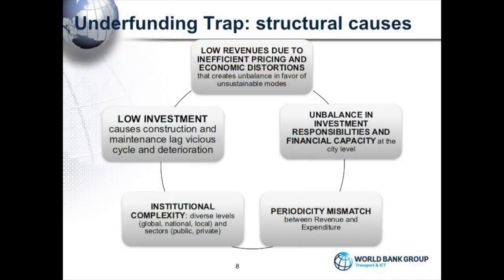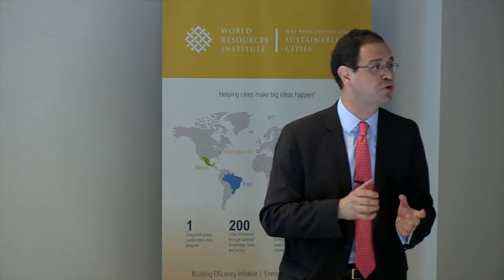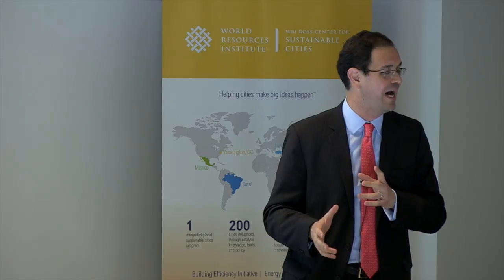Then we also have institutional complexity. We'll see the role for sustainable transport goes beyond the city or the metropolitan area itself. And then the result is low investment overall. Investment in capital, but also in maintenance. An asset that you don't maintain properly is an asset that then costs way more to maintain when you finally decide to maintain it.